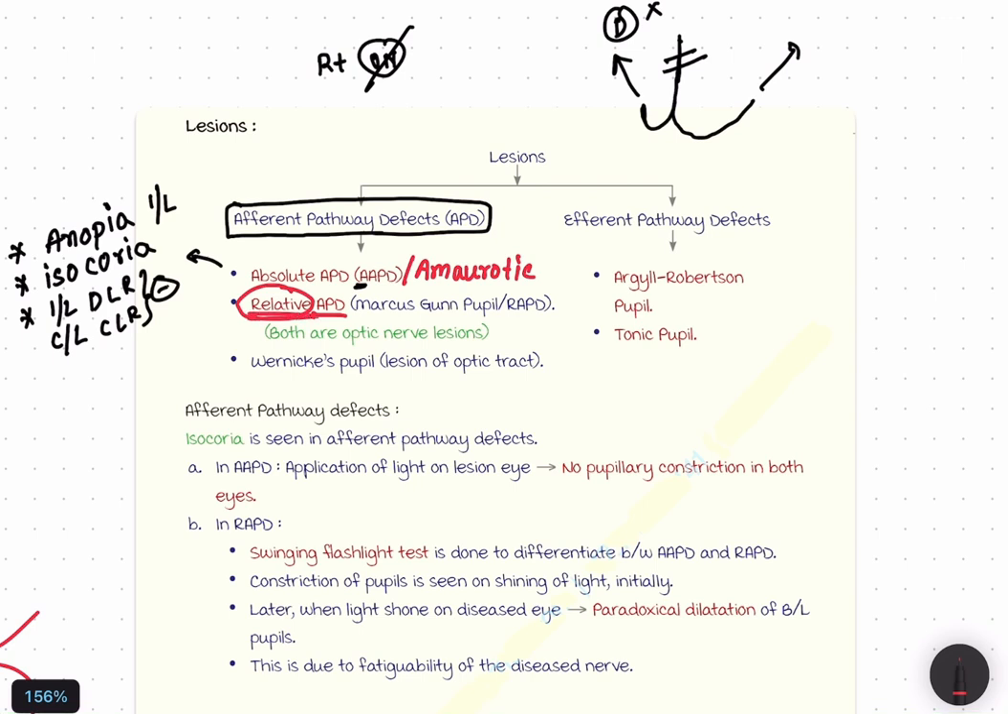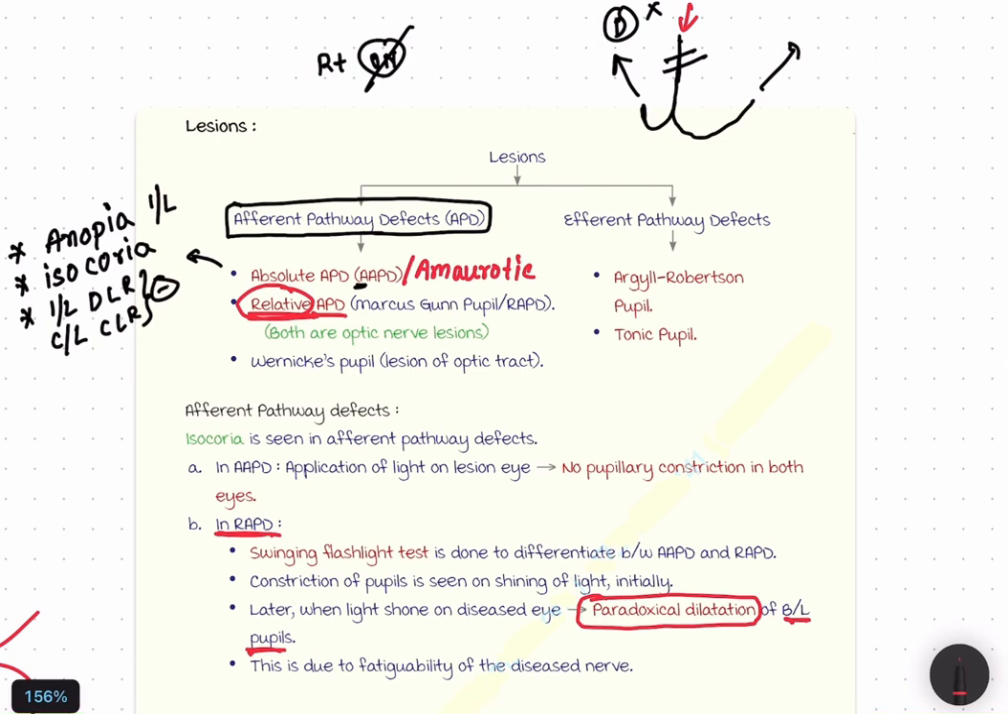Here relative means the optic nerve is still functional. So initially when you give light, the pupil will constrict, but as the optic nerve is damaged, it will fatigue after a certain period. It will not respond to light and it will remain dilated. So whenever you give light, there will be paradoxical dilatation. So please remember, if your question says there is paradoxical dilatation of bilateral pupils when you throw the light on the diseased eye, that is your Marcus Gunn pupil. What is the diagnostic test?